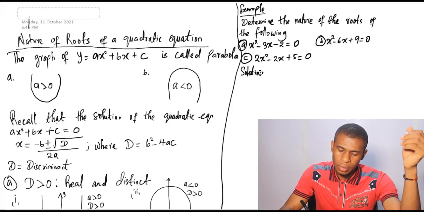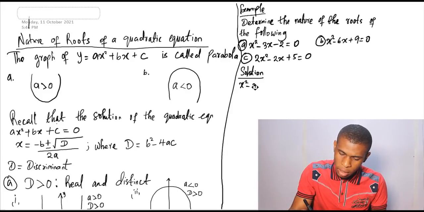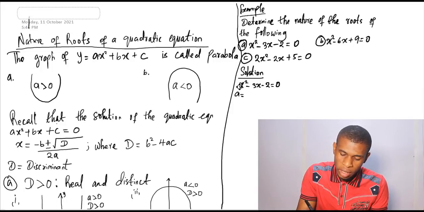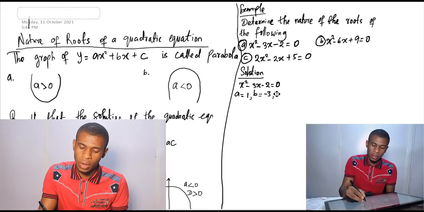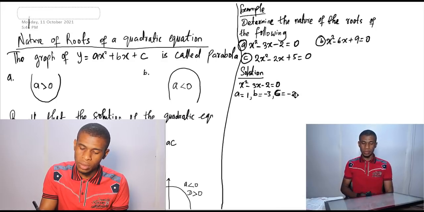Solution. Here you have x squared minus 3x minus 2 equal to 0. In this case, what is our a? A, the coefficient of x squared, is 1. What is our b? Coefficient of x is minus 3. What is our c? The constant here is minus 2.